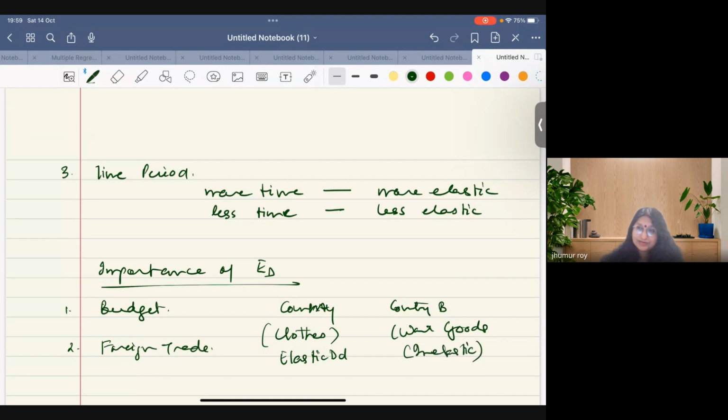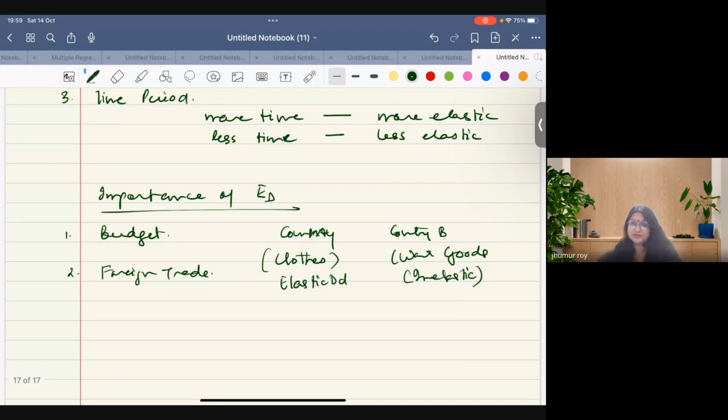I told you yesterday that buying war goods is not about war, it is more about peace. To protect your borders, to stay safe, you need to buy war goods. It's not always that I want to fight with someone, so I buy war goods. I buy war goods because I want to protect my environment. So that is a very important concept.